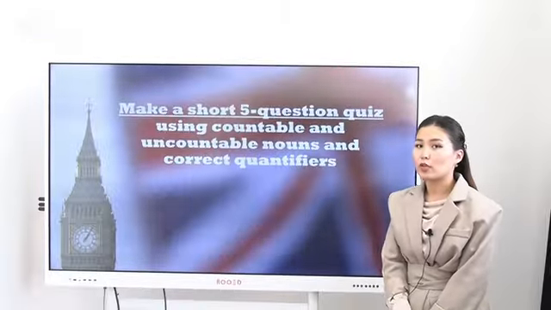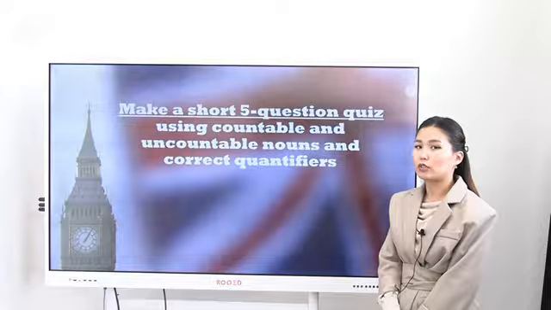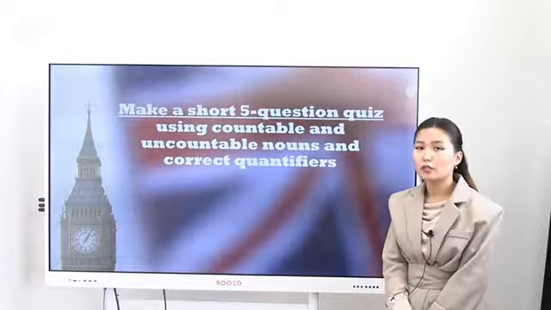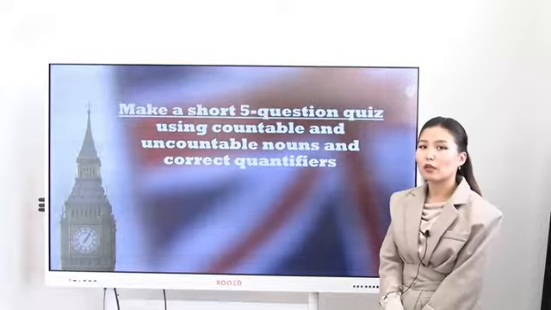Your home task will be to make a short 5-question quiz using countable and uncountable nouns and correct quantifiers.